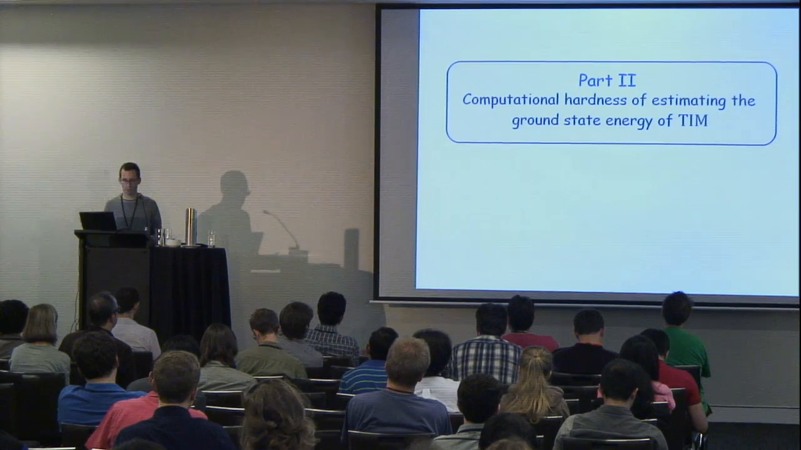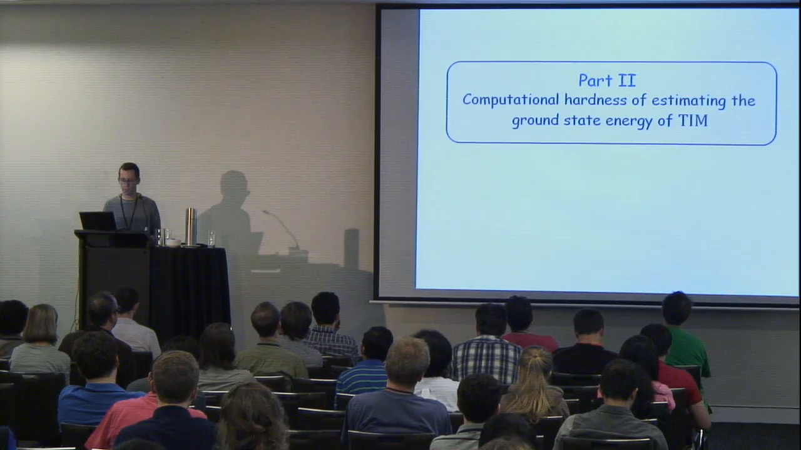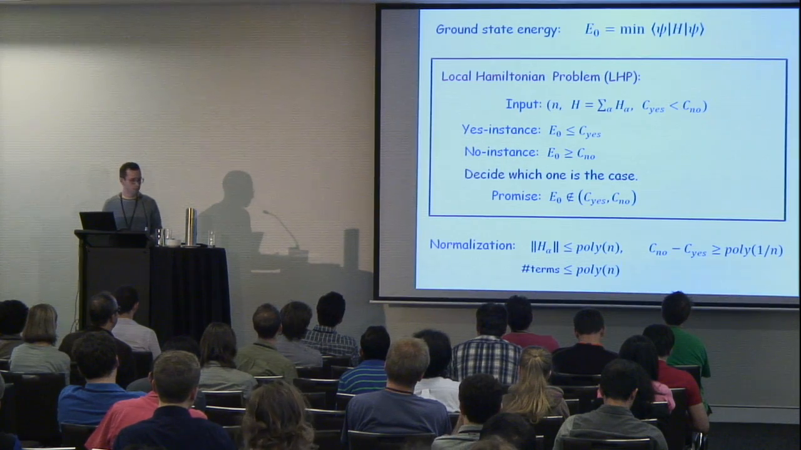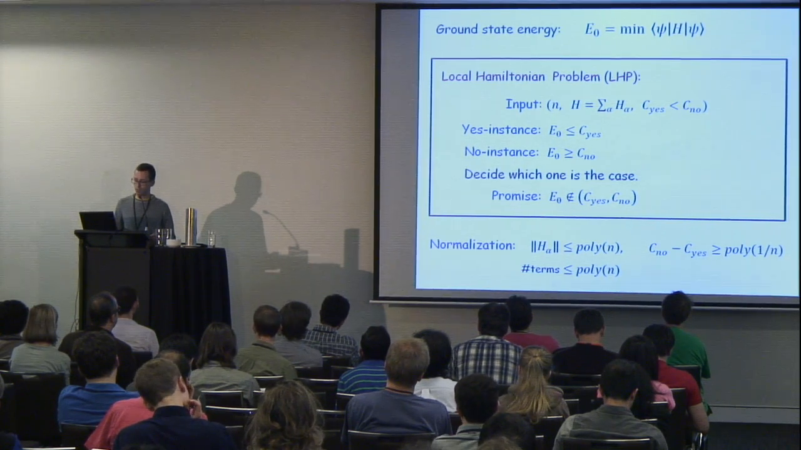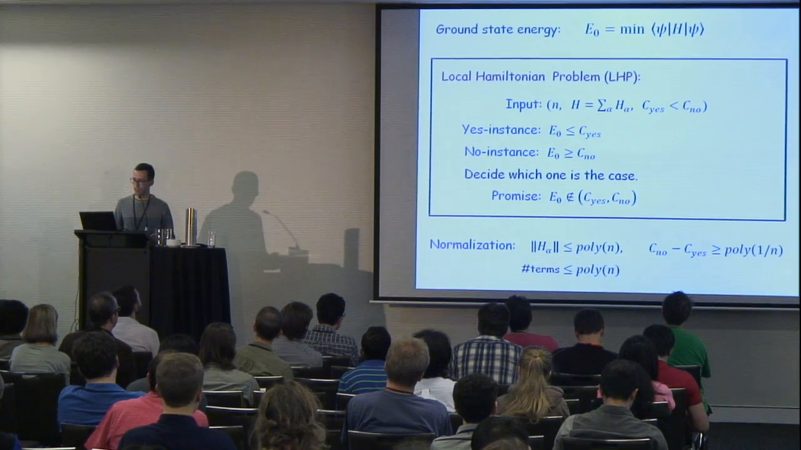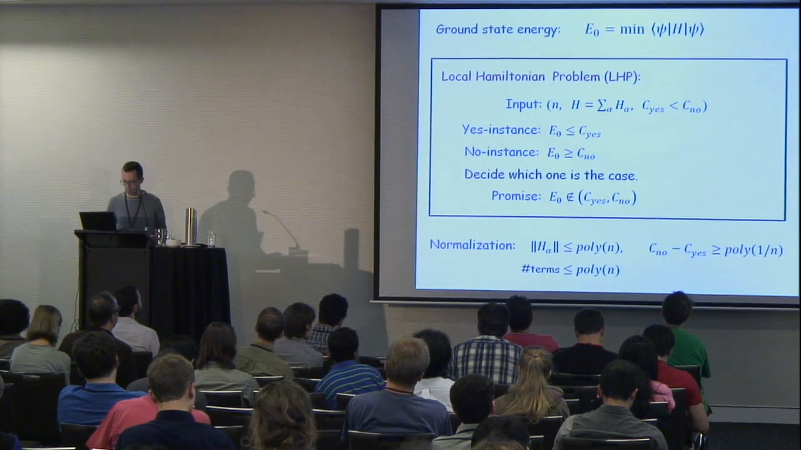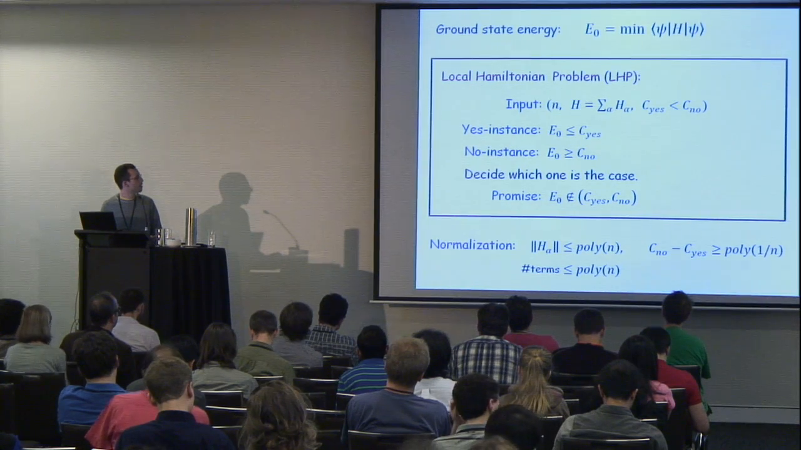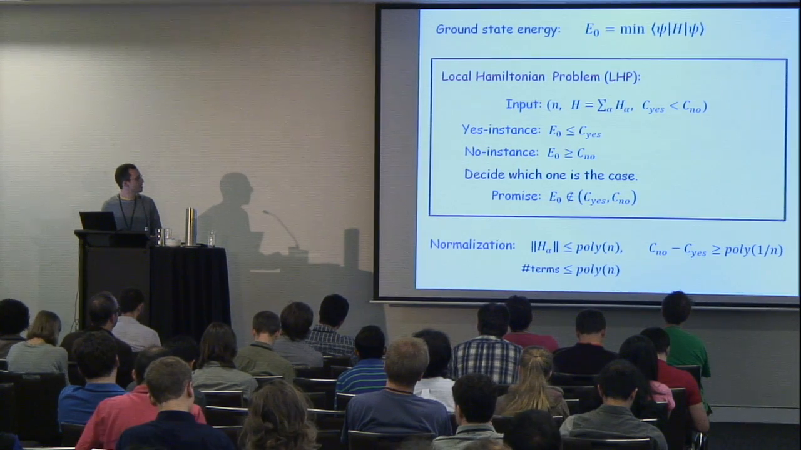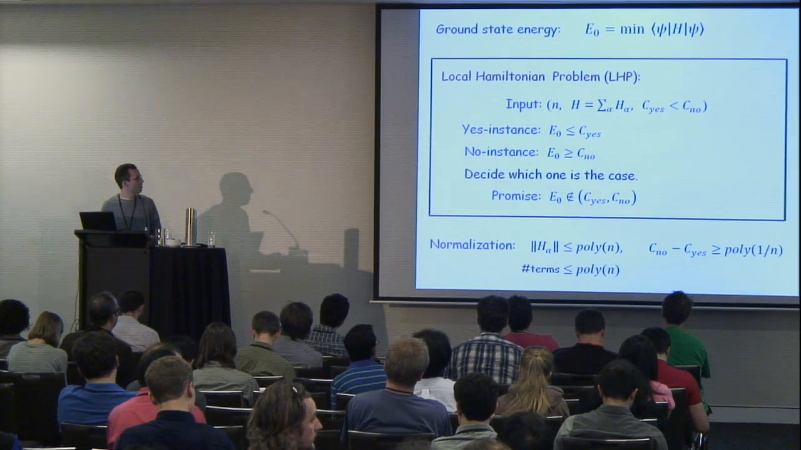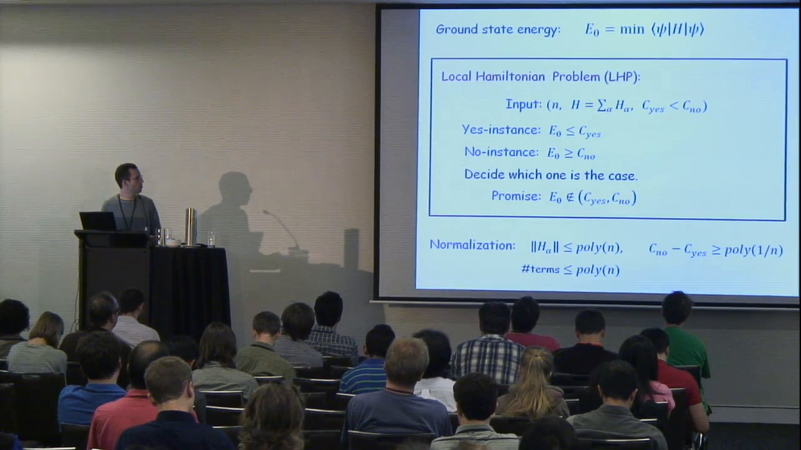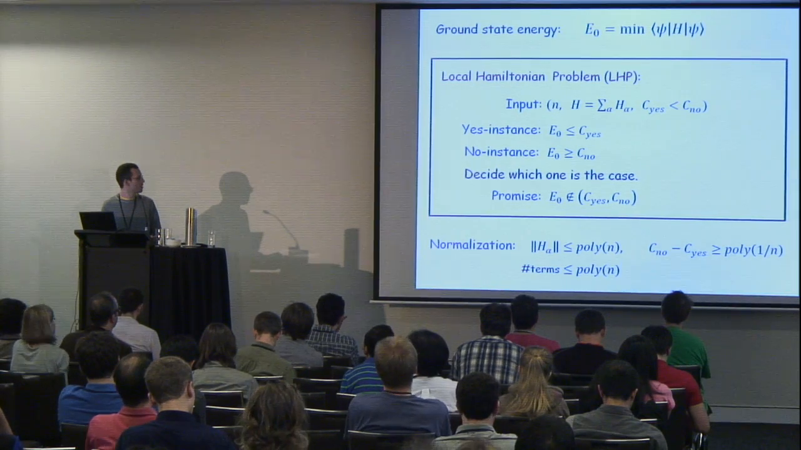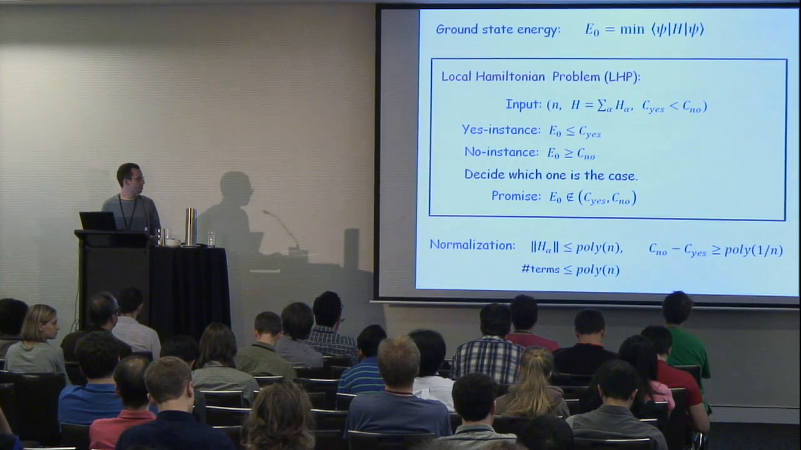Now we're going to switch gears and talk about estimating the ground energy of these models. We're going to be working in the framework of local Hamiltonian problems, which was introduced by Kitaev. In this type of problem, you're given a Hamiltonian and two thresholds. If it's a yes instance, then the ground energy of the Hamiltonian is less than or equal to the lower threshold. But if it's a no instance, it's greater than or equal to the upper threshold. You're promised that one is the case, and you have to decide which.